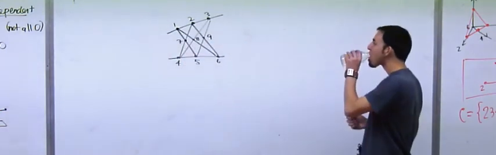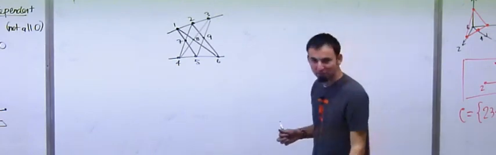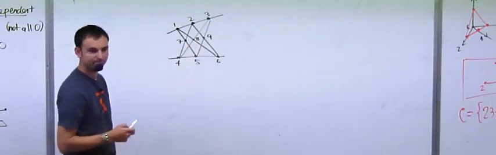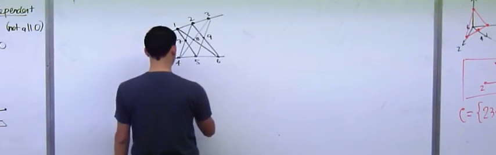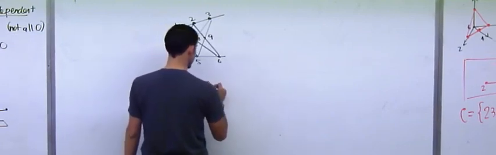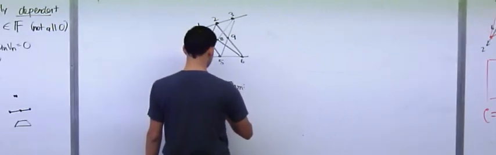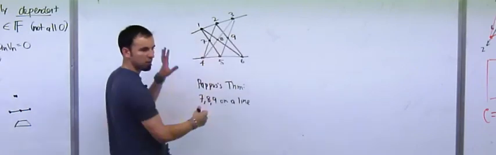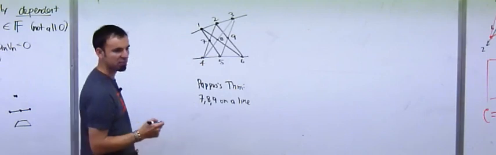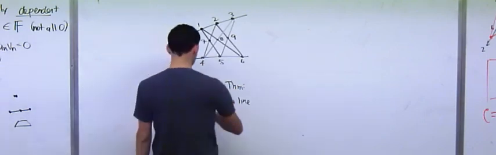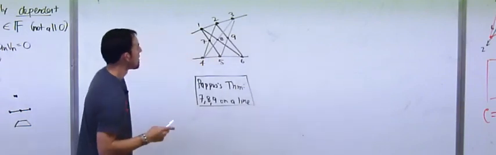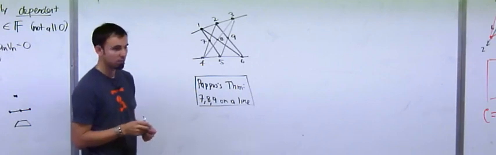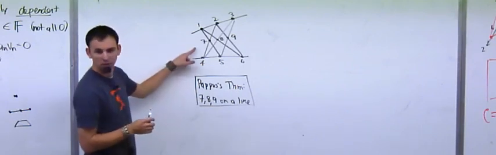So there's a theorem in plane geometry that says that 7, 8, 9 are in a line. It's called Pappus theorem. 7, 8, 9 are on a line for any projective configuration, for any point configuration in the projective plane like this. Okay? So, what is my nonlinear matroid? It's this one. I just drew a nonlinear matroid for you.